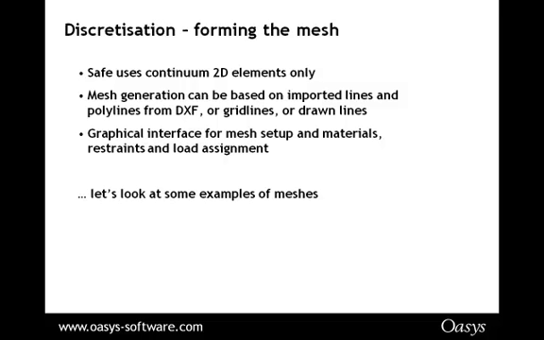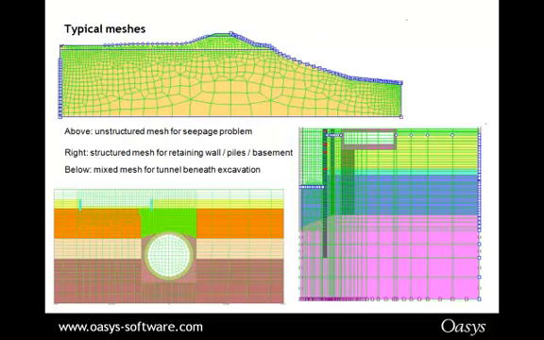So we're going to move on now to discretization, or forming the mesh. So SAFE uses continuum 2D elements only. And I'm going to touch upon this later and really show it in the case studies, but there are advantages to using 2D elements as opposed to 1D elements. We've also got a mesh generation that can be based on imported lines and polylines from a DXF. We've got auto meshing and quite a good graphical interface for mesh setup, which I'm going to show in a video now.